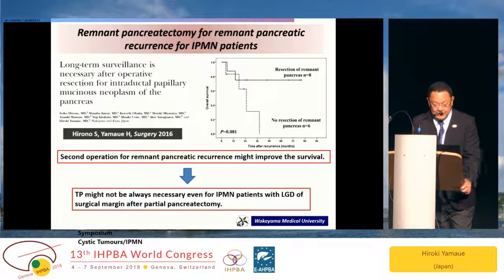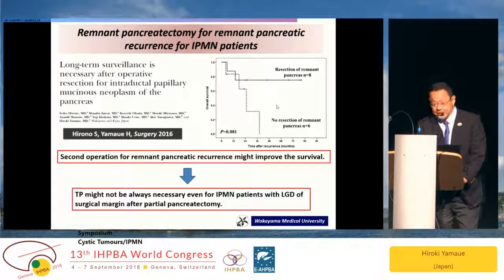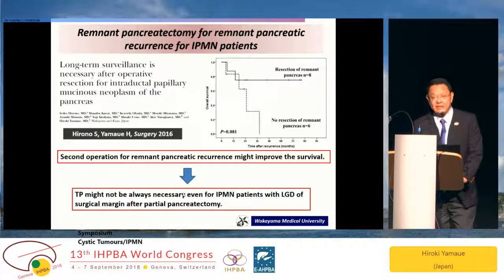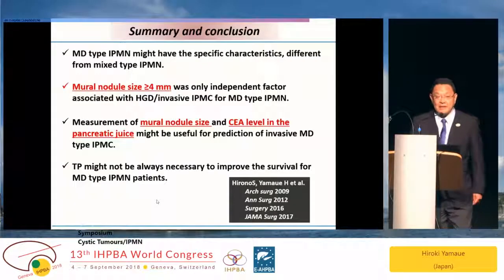So this paper is our data. When we found the recurrent tumor in the remnant pancreas and resected the remnant pancreas, the survival is very good. And the second operation for remnant pancreatic recurrence might improve the survival. So total pancreatectomy might not always be necessary, even in IPMC patients with low-grade dysplasia of the surgical margin after the partial pancreatectomy. So this is the final slide of my talk.